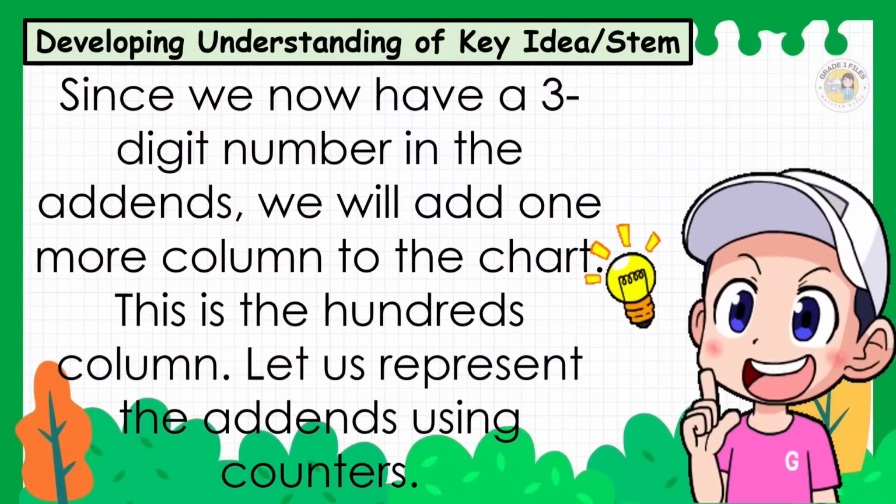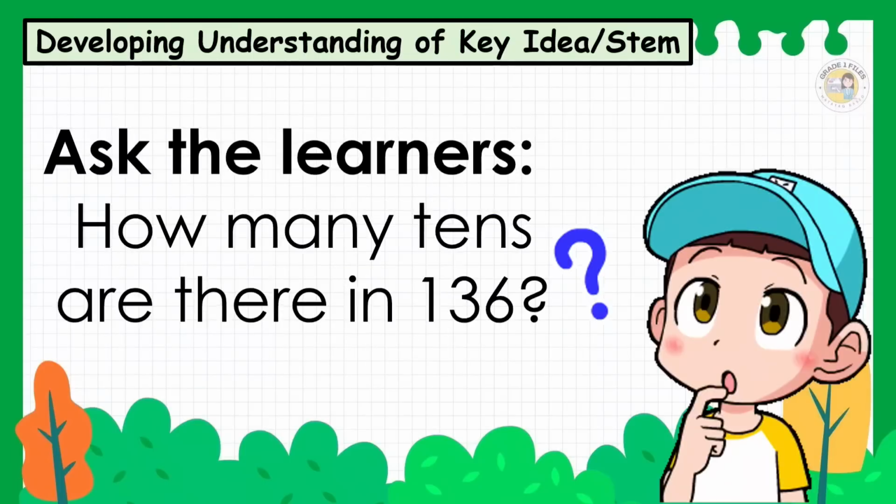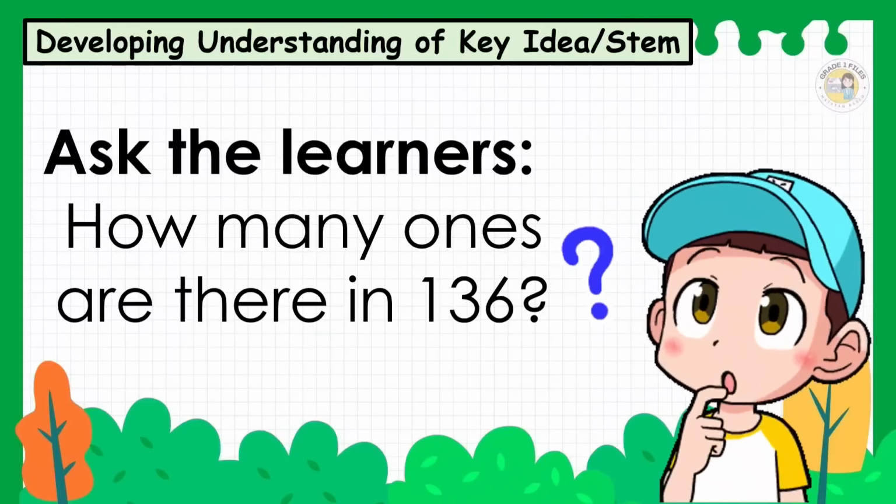Since we now have a 3-digit number in the addends, we will add one more column to the chart. This is the hundreds column. Let us represent the addends using counters. How many hundreds are there in 136? How many tens are there in 136? How many ones are there in 136?